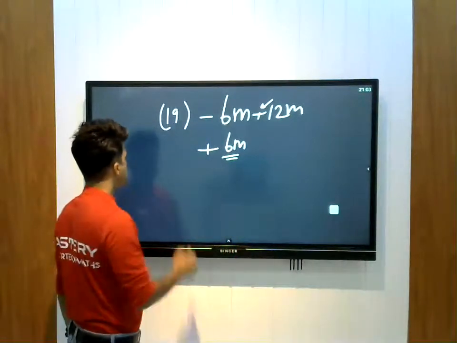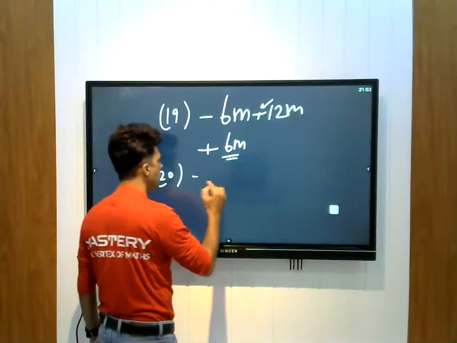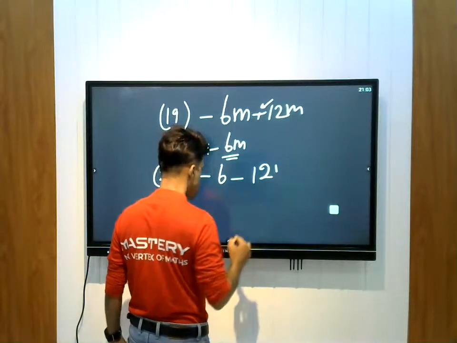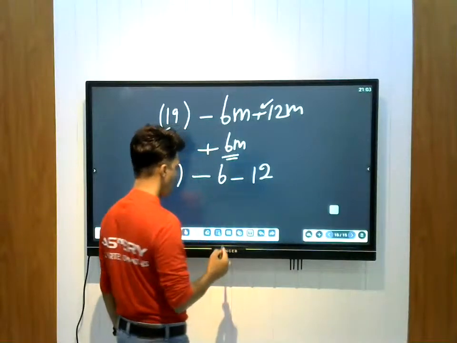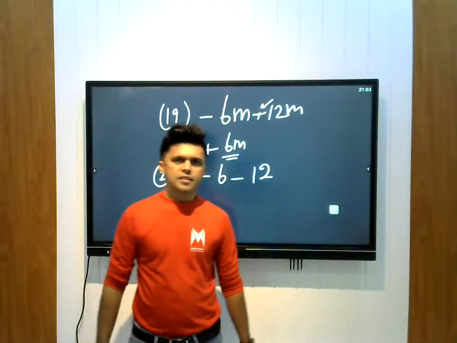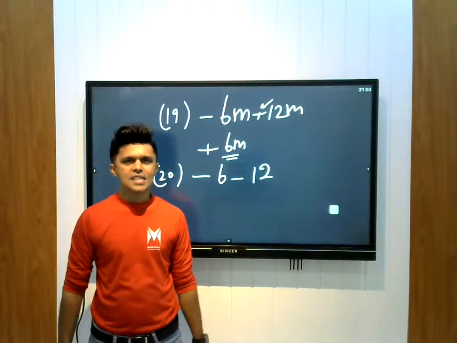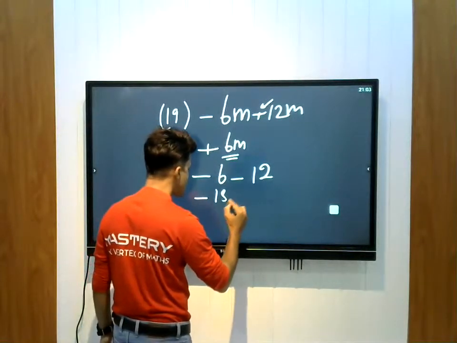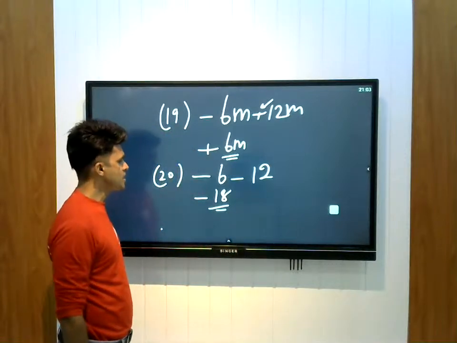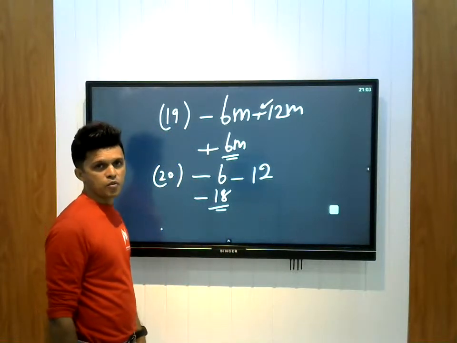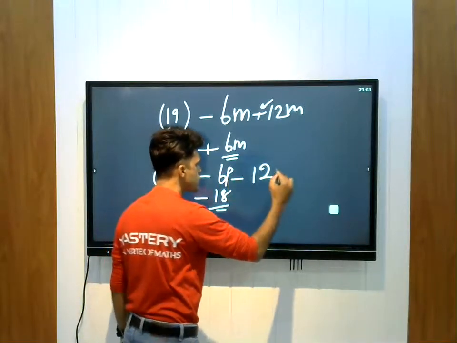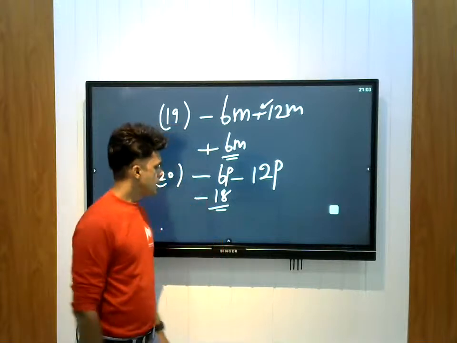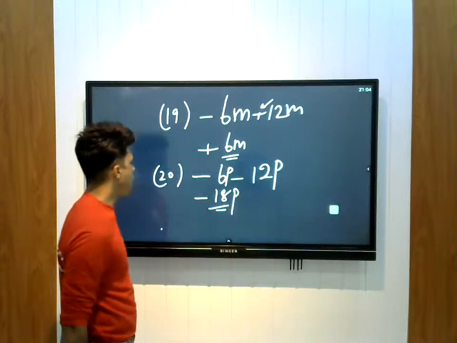Okay. 20th question. Minus 6 minus 12. What should be the value here? Minus 18 is the answer. Previously we learned about this type of sum. Minus 6p minus 12p. Then what should be the answer? The answer should be minus 18p.